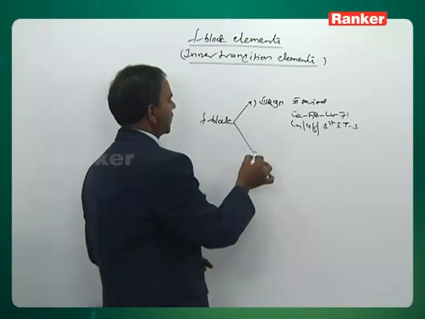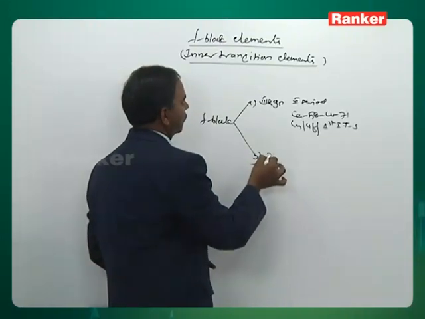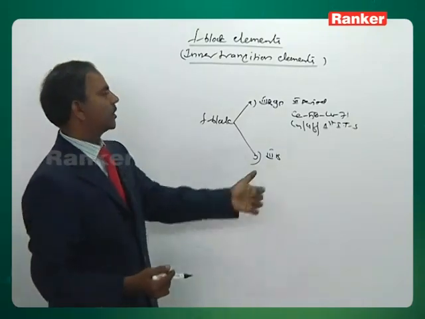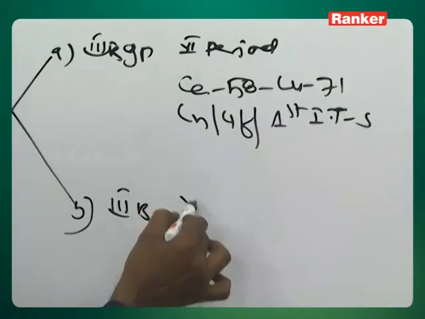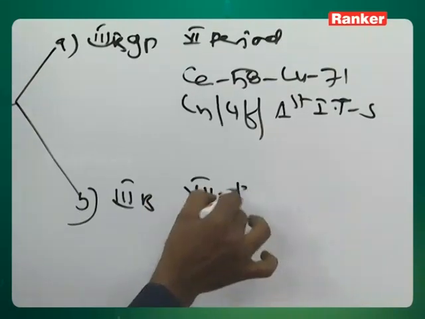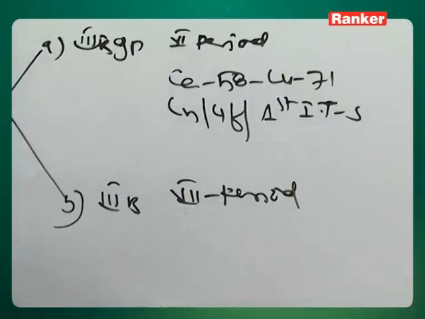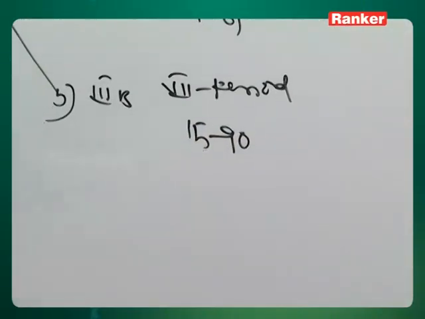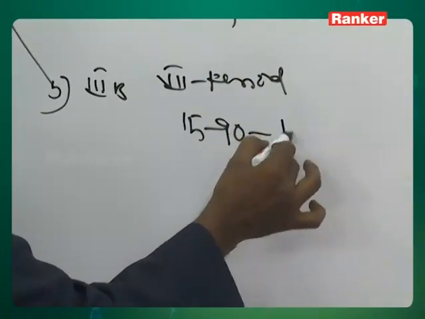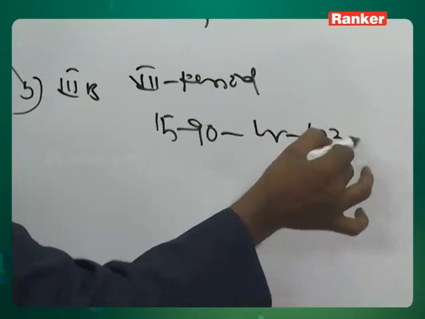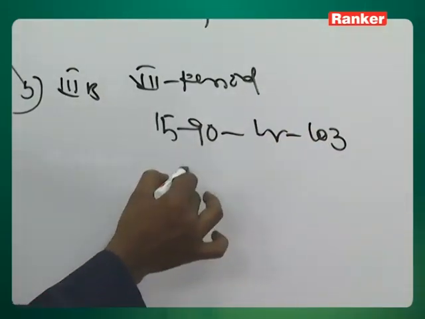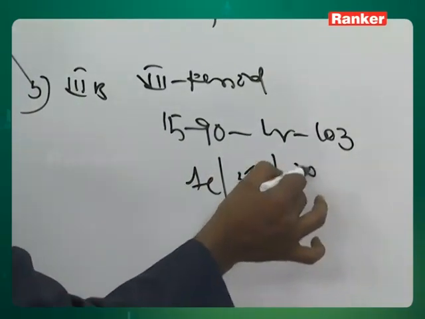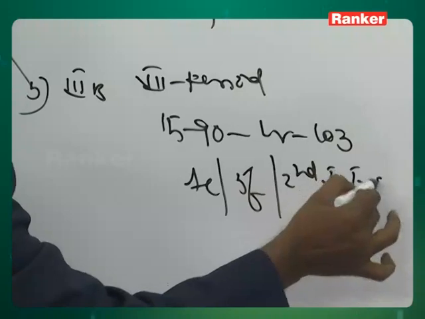Next, coming to the second series, the actinides also belonging to third B group. The 14 elements of third B group, seventh period, starting from thorium 90 to lawrencium 103. Thorium 90 to lawrencium 103 are known as what? Actinides, you say, or the 5f series, or the second inner transition series.